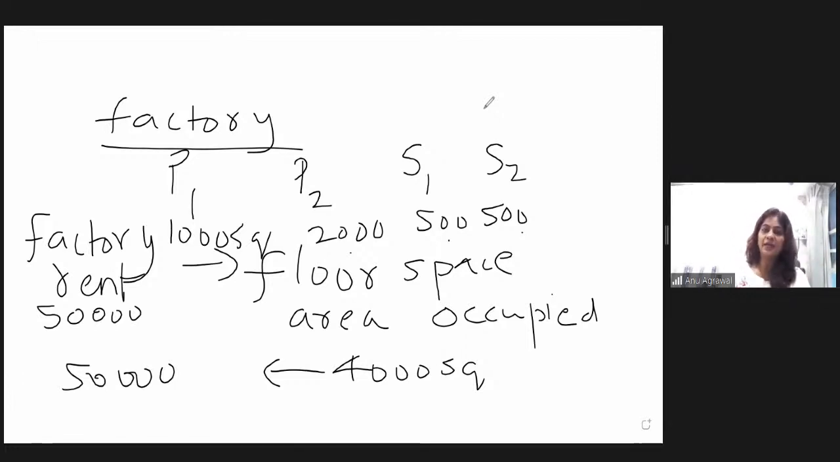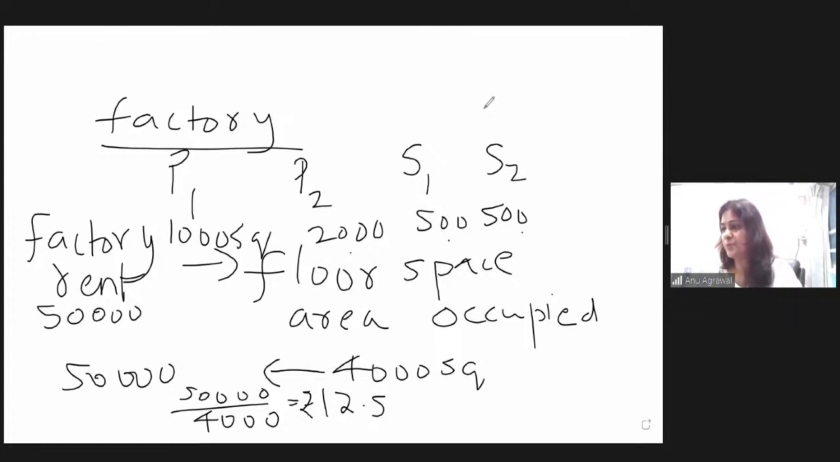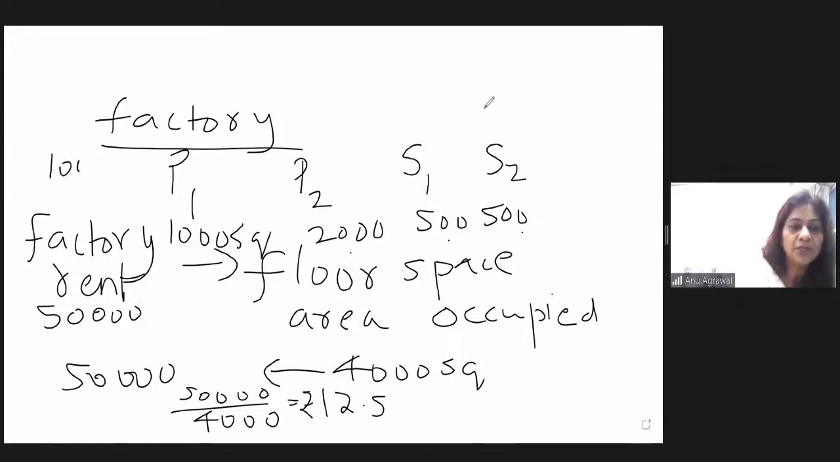Yes. So if I need to divide this, what should I do? 50,000 divided by 4,000. So per square feet, I will get the answer that, okay, for per square feet, how much is the rental which I'm paying? Yes or no? How much does this come out to be? 50,000 divided by 4,000. It comes out to be 12 rupees 50 paisa. Yes. So in this particular situation, if P1 occupies 1000 square feet, we should allocate how much? 1000 into 12.5. That is 12,500 to P1 department.